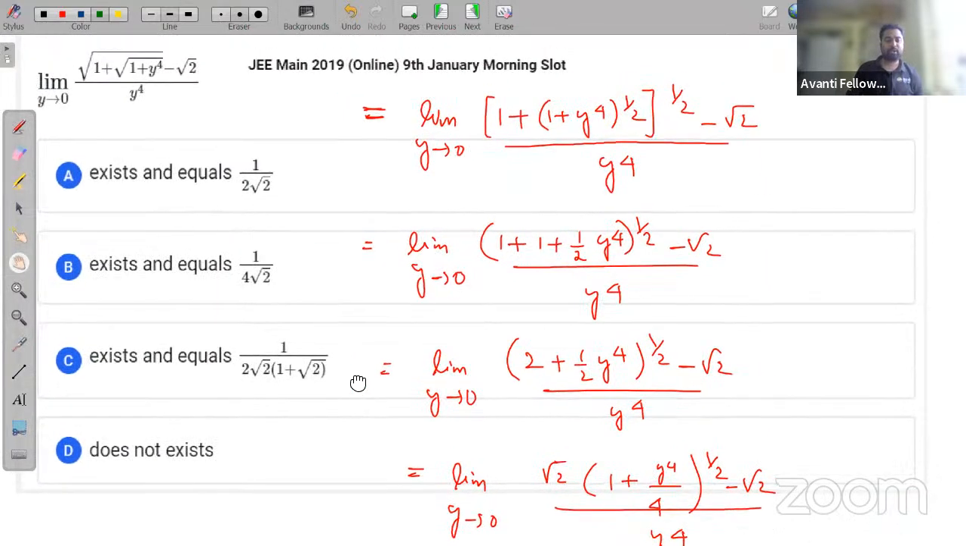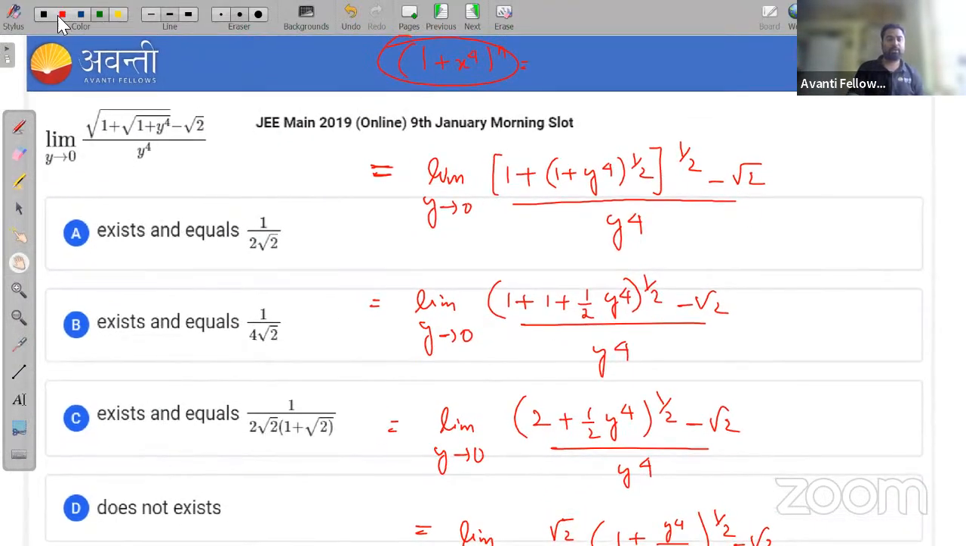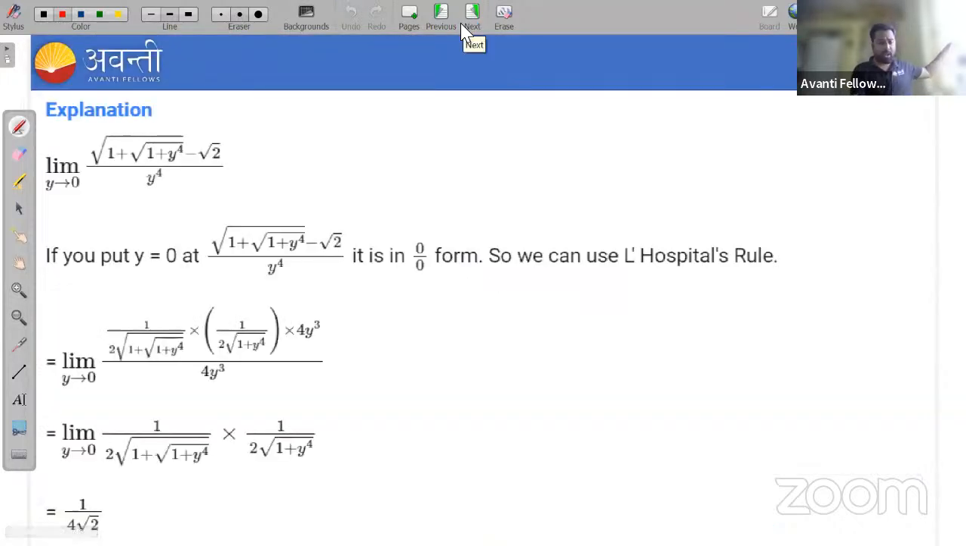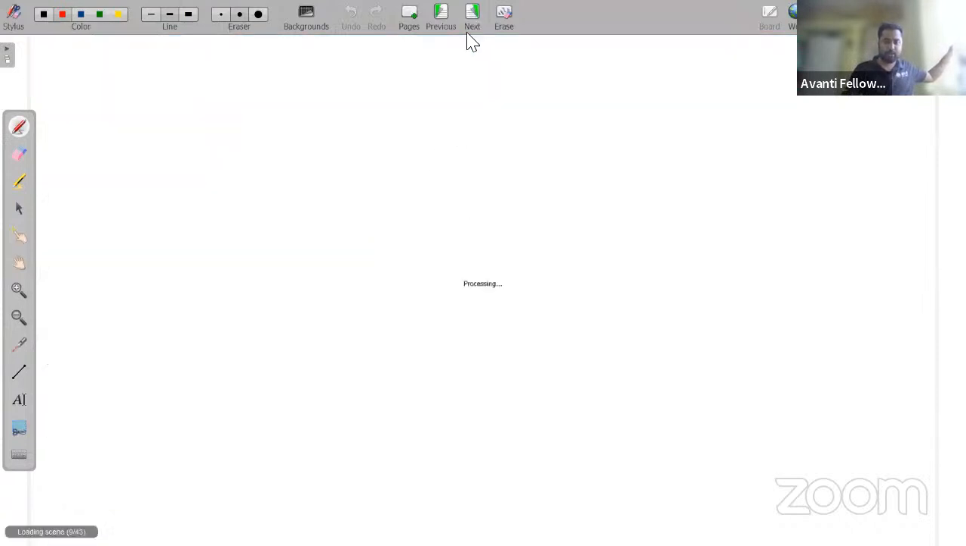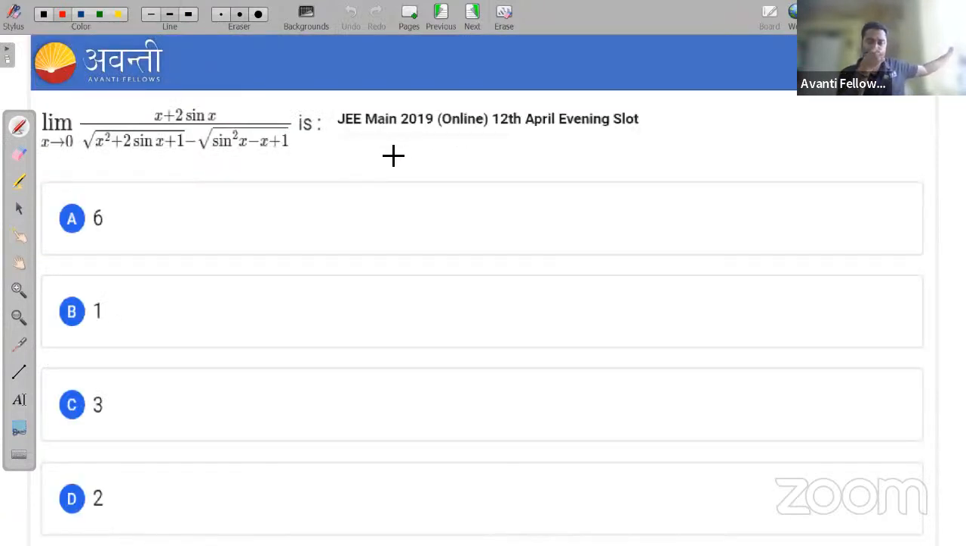So the correct option is option B. Right? So let's move to the third question. From the same concept, let's move to the third question here. You are having limit x tending to 0, x plus 2 sin x upon root of x square plus 2 sin x plus 1 minus sin square.